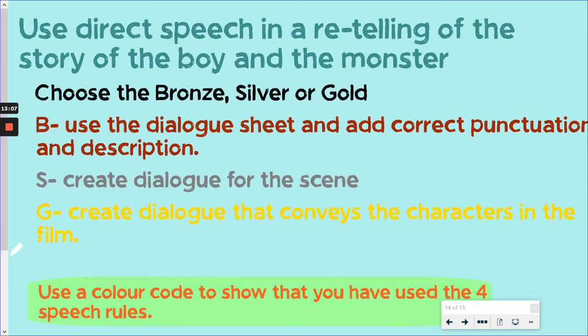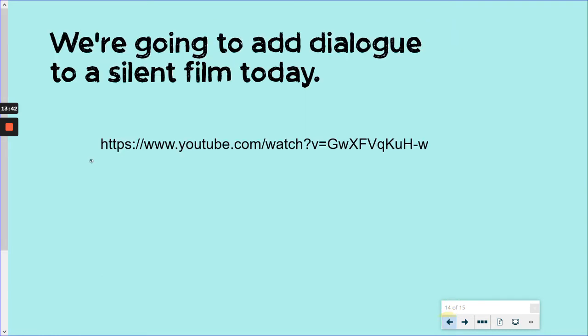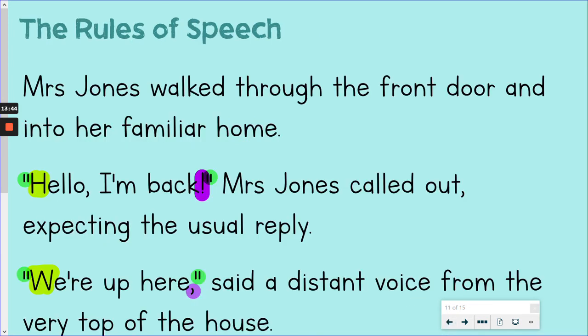Bronze, I've given you a dialogue sheet with some ideas of what the two characters could say to each other. You'll need to add the correct punctuation and a little bit of description using some speech verbs to tell the story. Silver, you're going to create your own dialogue for the scene. And gold, you're going to create the dialogue and really focus on conveying the two characters in the film. Tell me a little bit more about the boy and the monster. If you want to, at the end, when you've finished, you could use a color code to show the four speech rules, just like I did on that slide. I'll just go back to it in a minute, just like I did here.